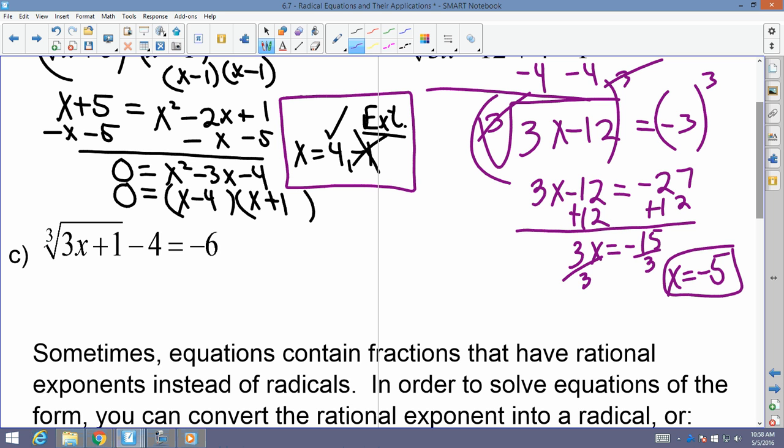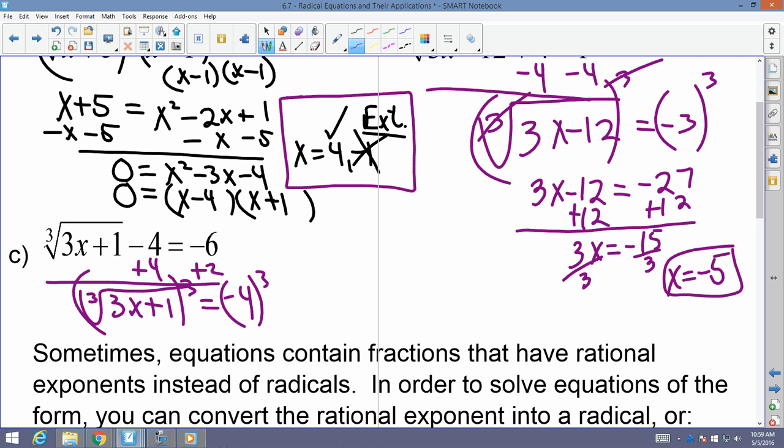Tell me what to do for C. Add 4. Very good. So I got cube root of 3x plus 1. And someone already told me it was -4. Someone also told me cube both sides. 3x plus 1. That's right. 3x plus 1 equals? Not -8. I'm sorry. Wait. When you don't add the right things, you get the wrong answers. My bad. Wait, hold on. So this is add 4. So that's -2. So that equals -8. You're 100% accurate. Subtract the 1.